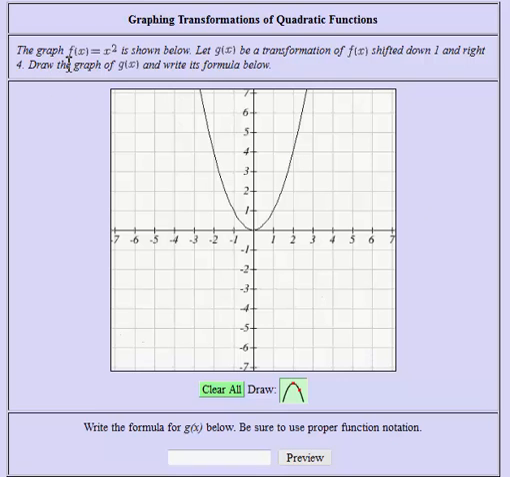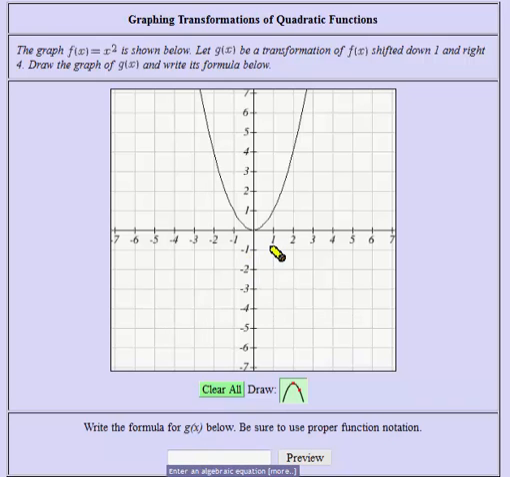In this problem, we're given the graph of f of x equals x squared. We are to draw the function g, which is a transformation on f, where we take f and shift it down 1 and to the right 4. Then we will write the formula for the transformed function g in the answer box below.